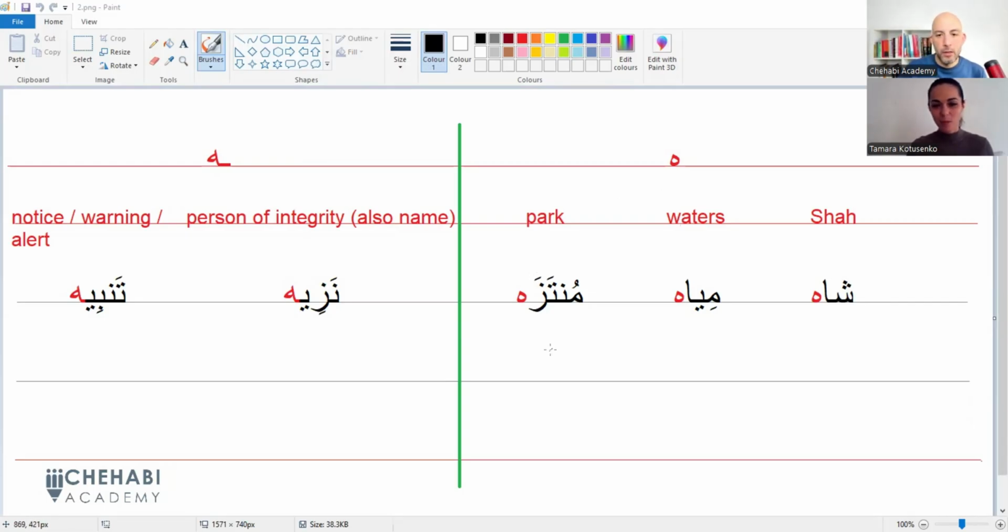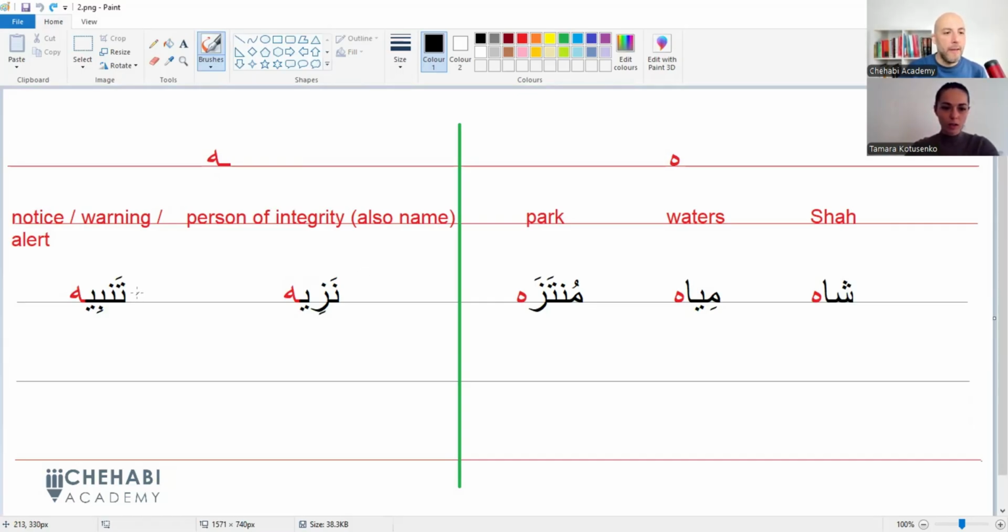Next one, Muntazah. The stress is on the first syllable, which is mun. Muntazah. Park. Next word, Nazih. Not naziyah, nazih. A person of integrity and also a name. Adjectives or attributes in Arabic can change to names.